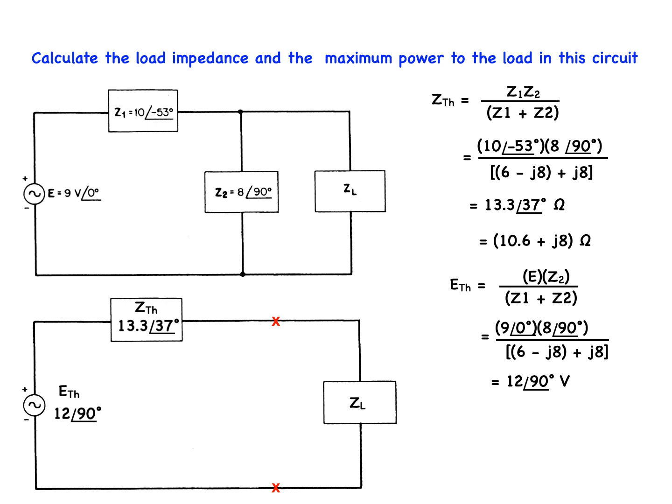Remember that in order to draw maximum power, the load impedance must equal the conjugate of the Thevenin impedance, which is 13.3 at minus 37 degrees, or 10.6 minus J8 in rectangular coordinates format. The load impedance is made up of two parts. One, the real part, which we call RL, and that's equal to 10.6 ohms, and the imaginary part, which we will call XL, and that's equal to minus J8 ohms.